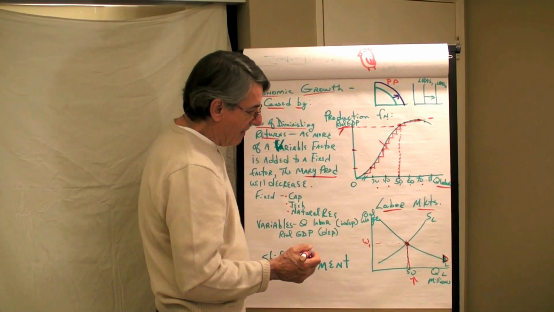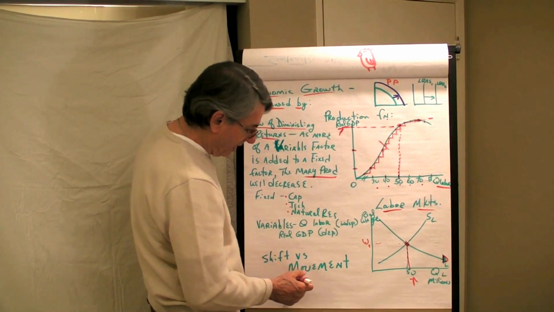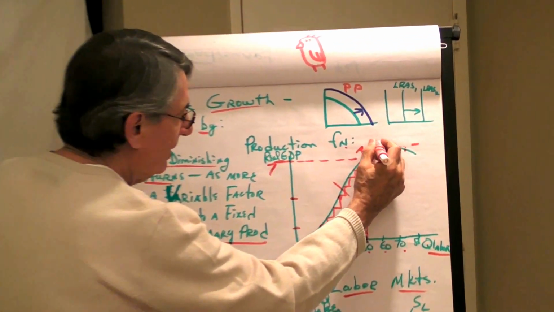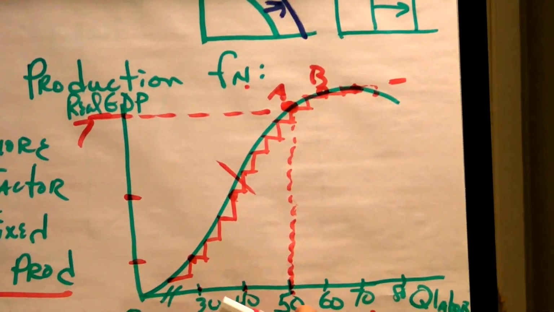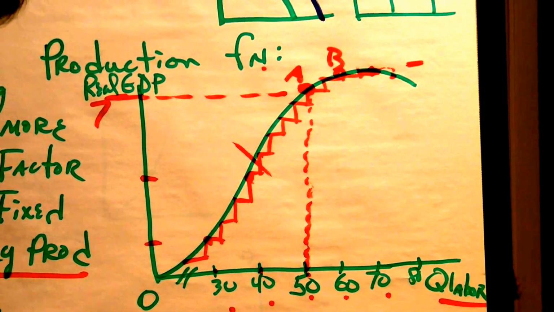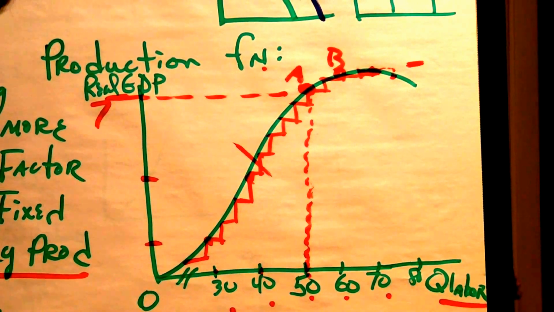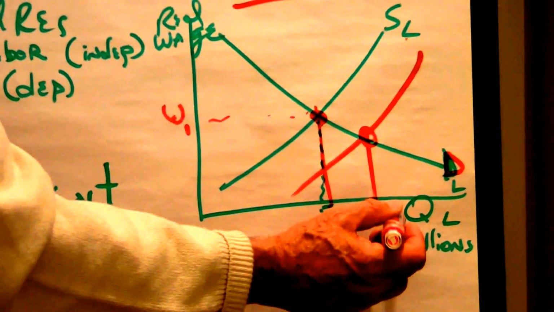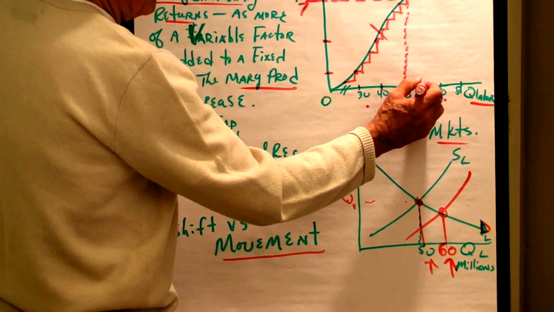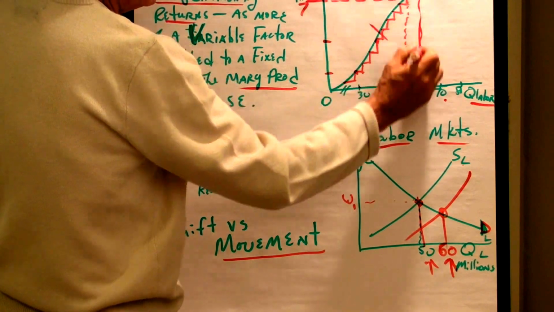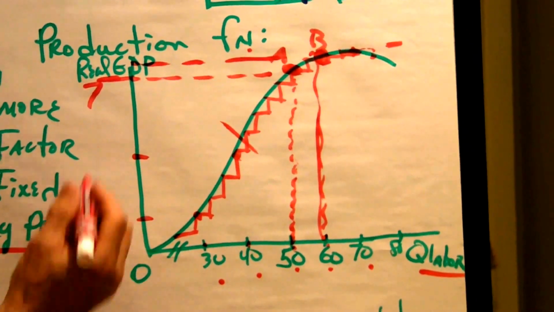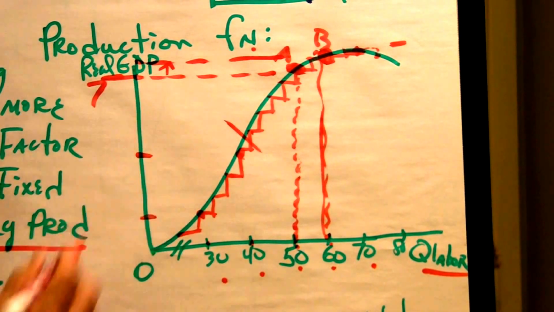Now, what would cause a movement from here, point A, to point B? The answer is a change in the independent variable. So if, for instance, there was an increase in the supply of labor and the natural level of employment in the economy increased to 60 million workers, that would cause this increase in output from 7 to 7.5 or so, whatever this increase is.